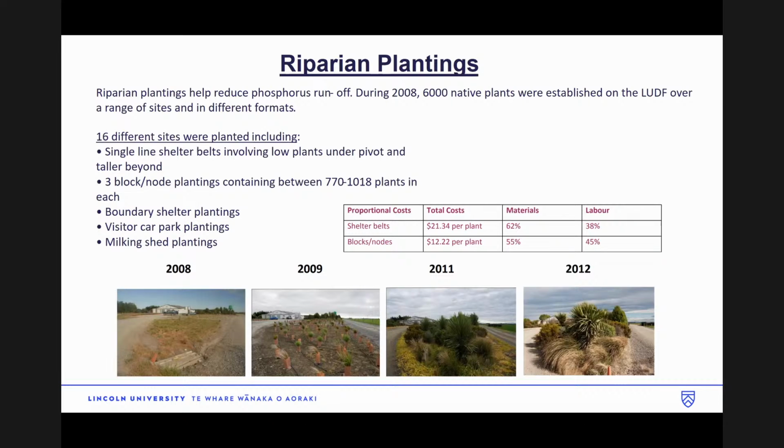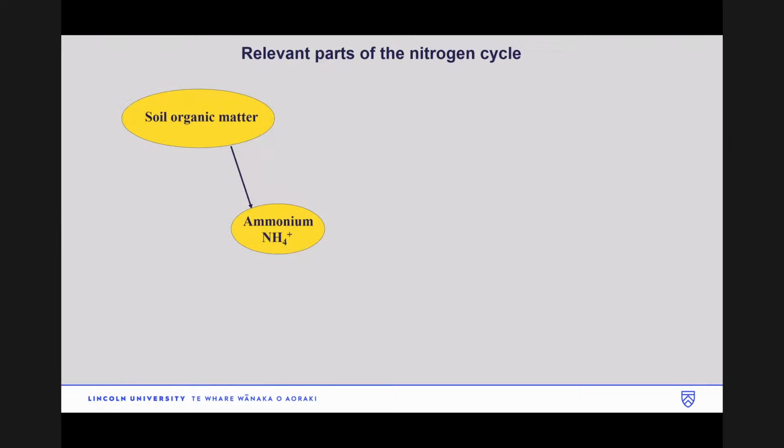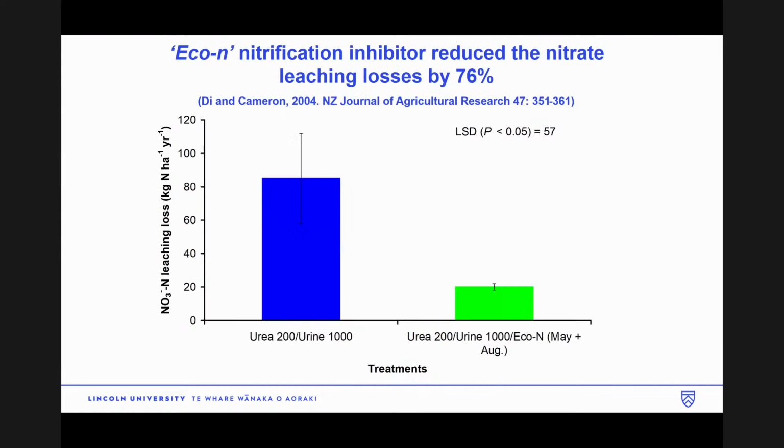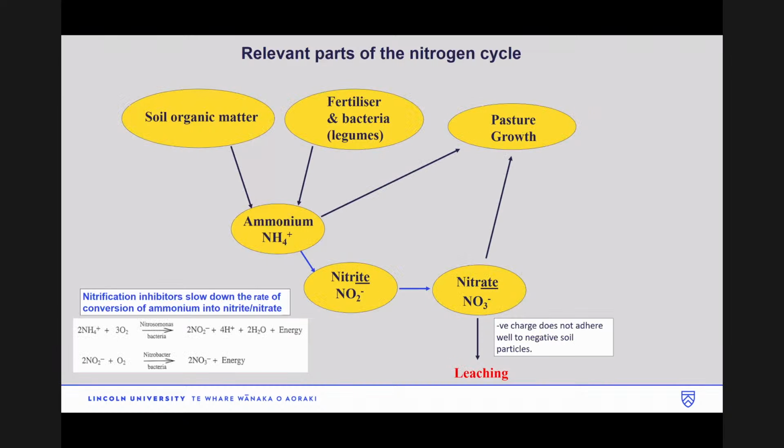So riparian planting, definitely something that we did. It's looking really, really nice. Not quite hitting our nitrogen targets of 30% reduction though. So let's go into the relevant parts. We're going to be focusing on legumes. Oh, actually, we'll focus on ammonium and nitrates. So this little conversion through the bacteria.